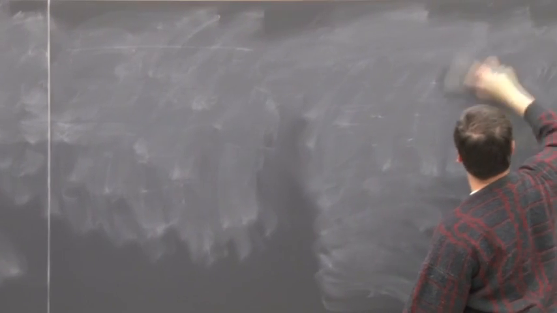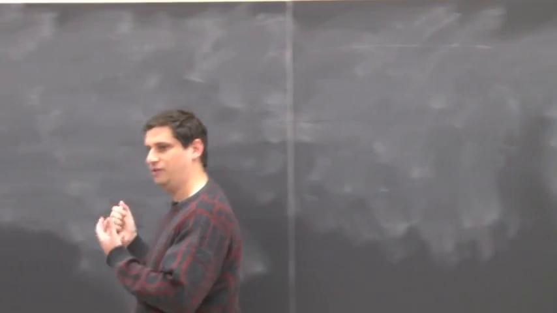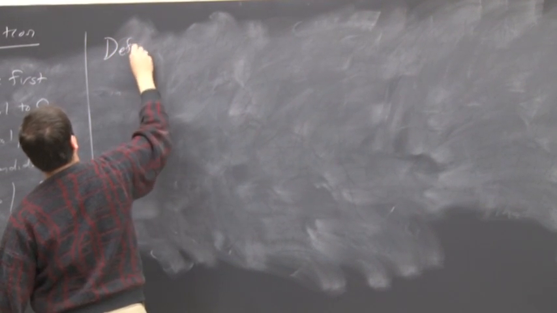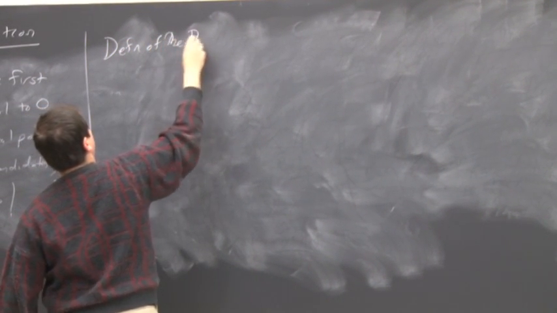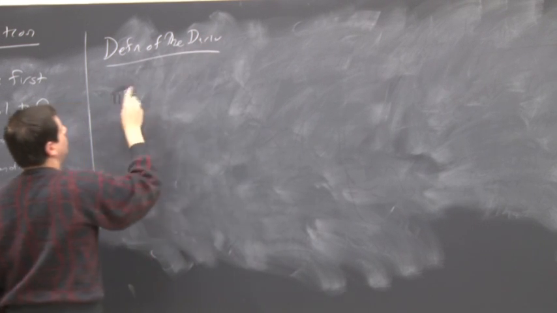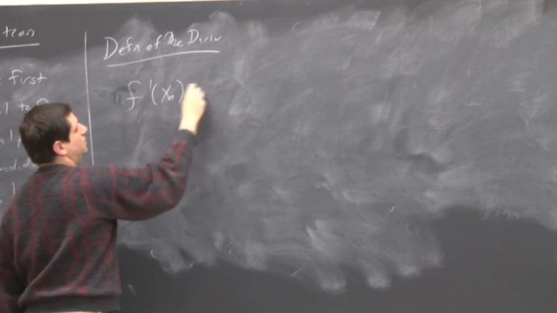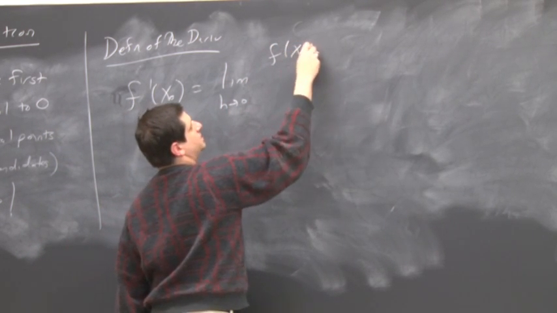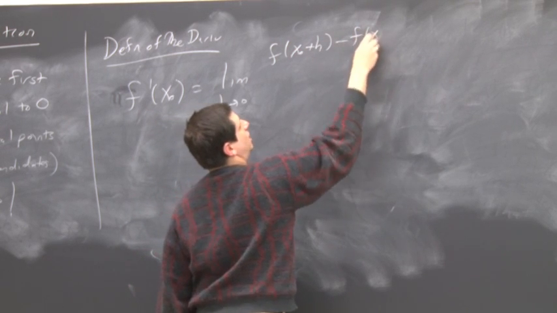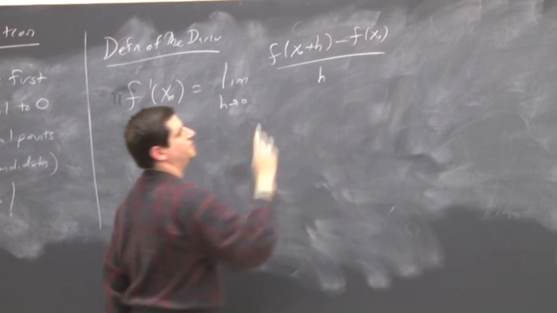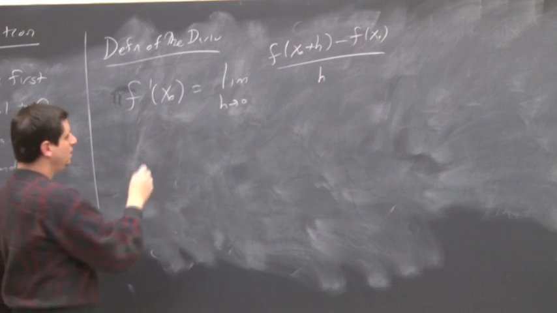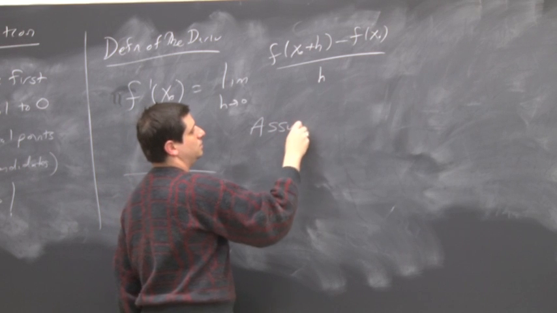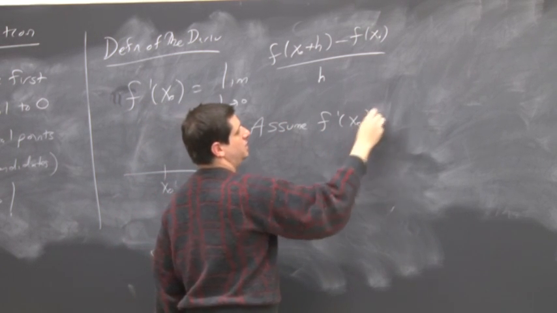So let's talk about why we missed the critical points not being sufficient, why we forgot the endpoints. Let's go back to the definition of the derivative. So f prime of x naught is the limit as h tends to 0 of f of x naught plus h minus f of x naught, divided by h. So here's x naught. Let's assume f prime of x naught is greater than 0.